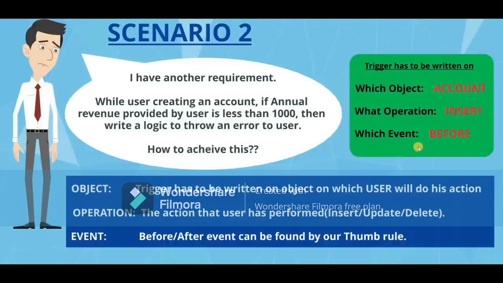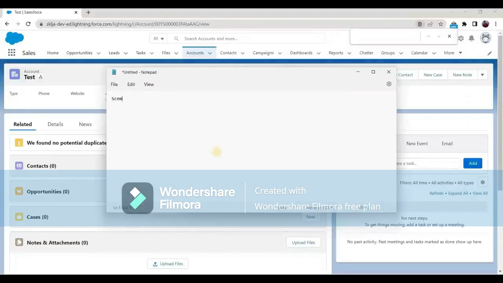Let's do that in Salesforce. As per scenario 2, we need to write the trigger on the object account, the operation is insert, and the event is before. This is pretty much the same as the previous scenario, right? It's the same object, operation and event. Which means we need to write our logic in the same trigger and in the same block also. Because for one object, Salesforce always recommends writing one trigger only. Account already has a trigger, so we need to write our code in the same trigger. Now we will open the developer console and write our logic.